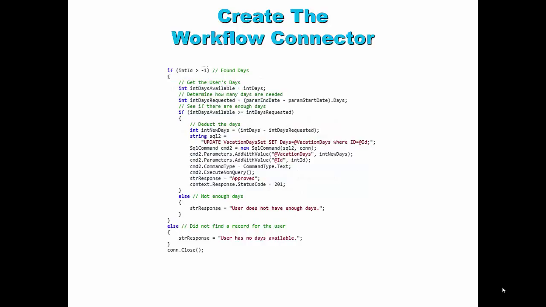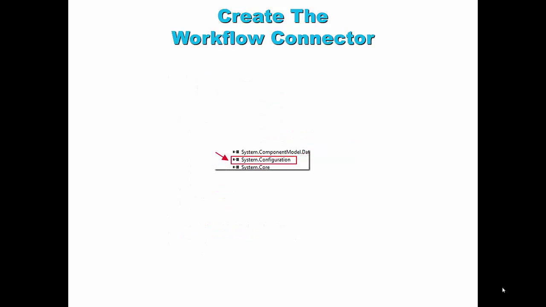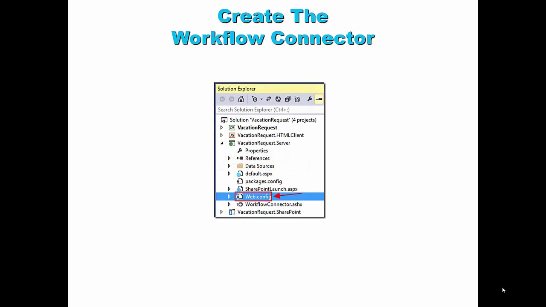If they have enough vacation days, the vacation days are subtracted and the workflow, which will be calling this code, will be told that the vacation has been approved. Otherwise, the workflow will be told that the vacation has not been approved. We'll also need to add a reference to system configuration in the LightSwitch project. We will also update the web config.